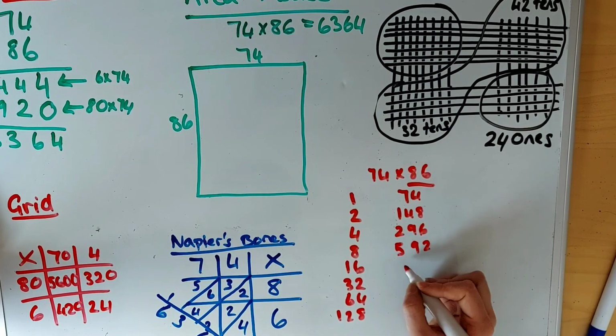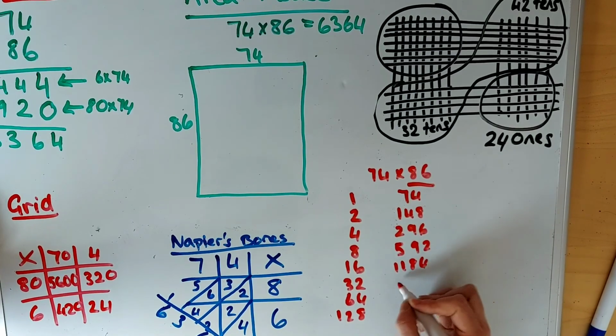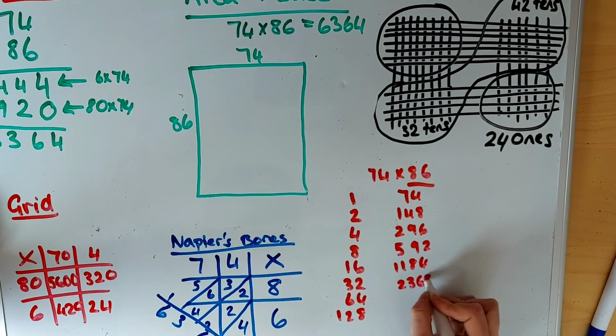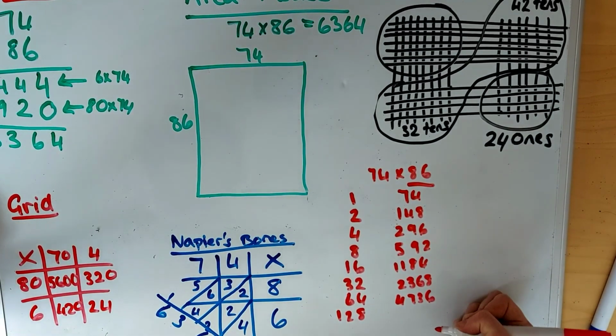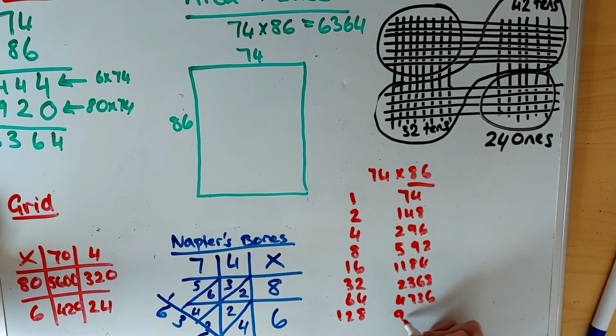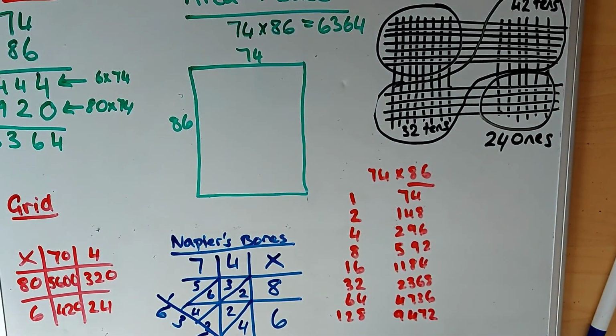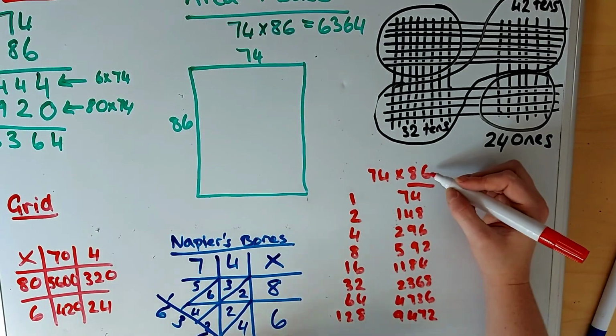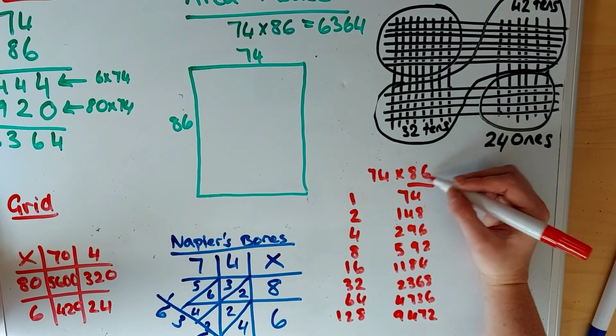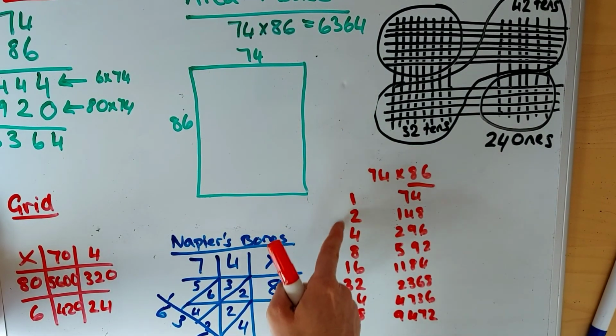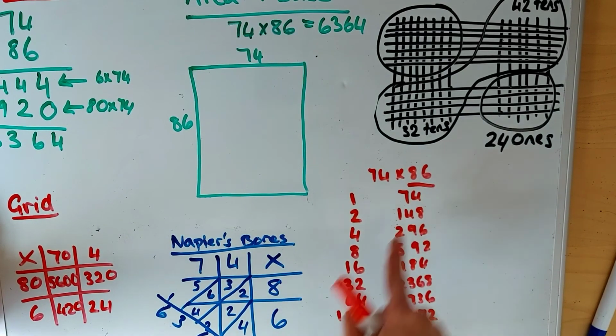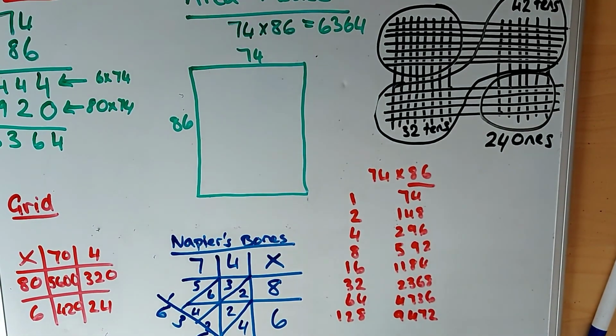592, 1184, 2368, 4736, and 9472. And then what I need to do is I need to look at this 86 and see which of these numbers will add up to 86.